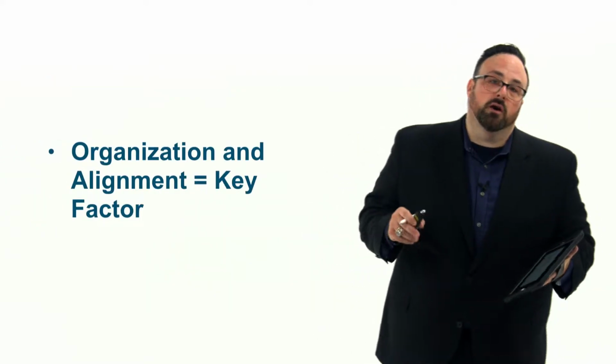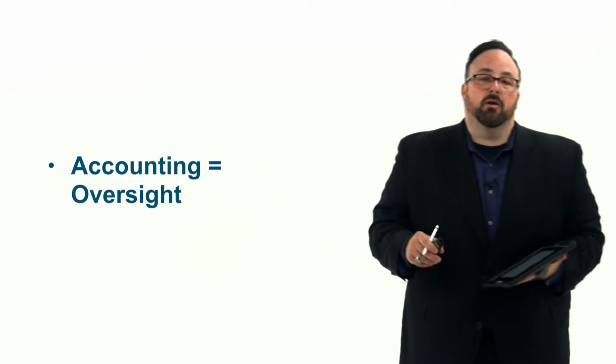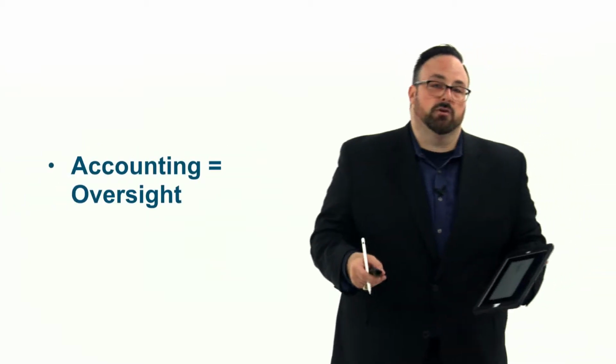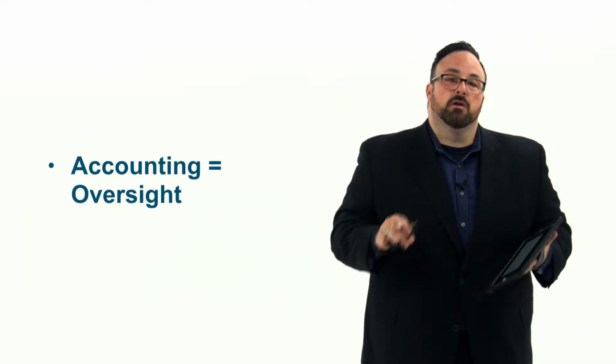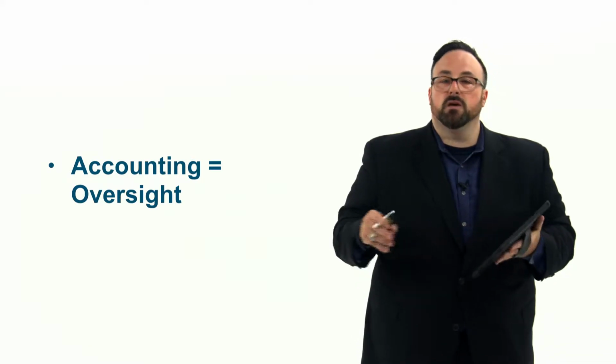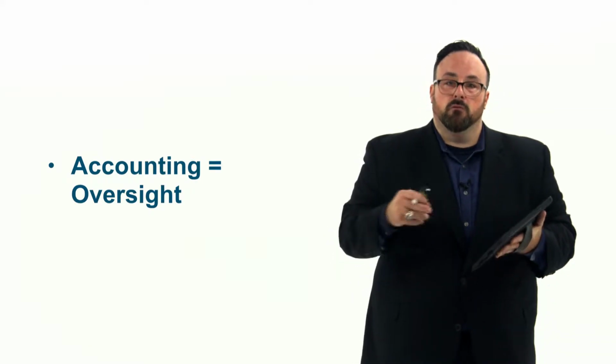Organization and alignment are a key factor here. Accounting is a concept, especially financial accounting, covering business operations, where there's a lot of oversight. So that's why we have to be very meticulous and pay attention to a lot of parameters that surround the income statement today.